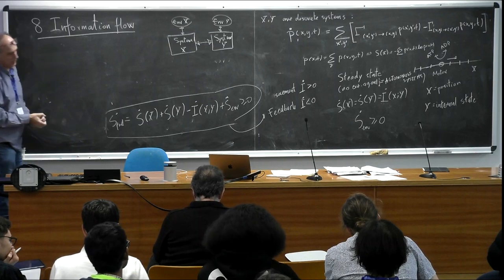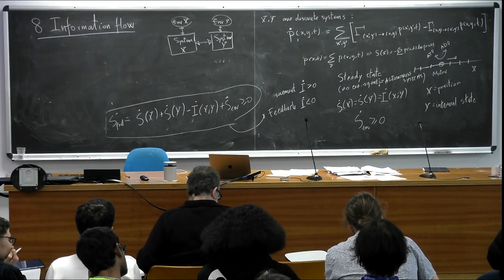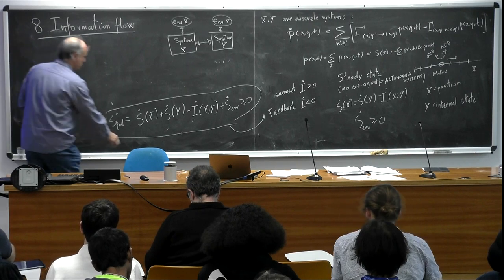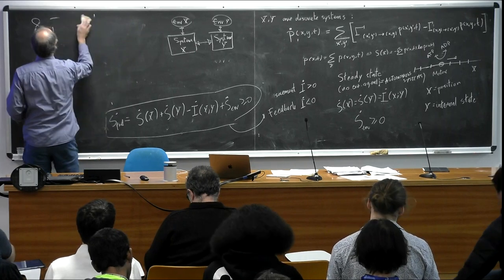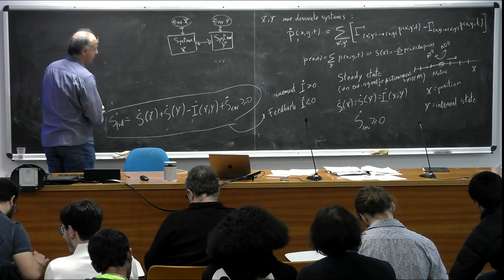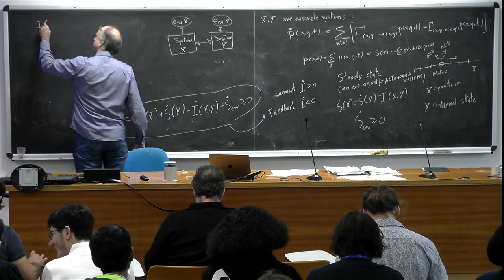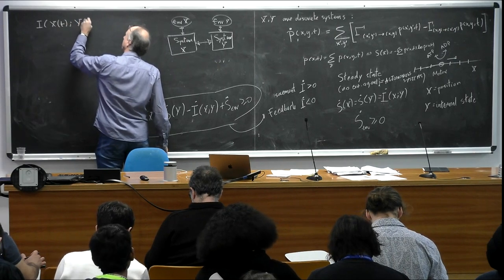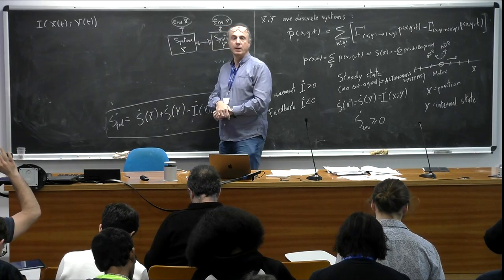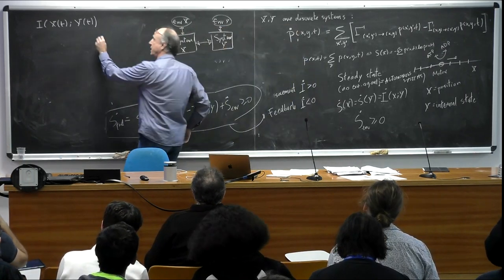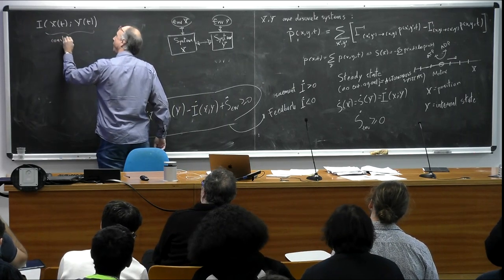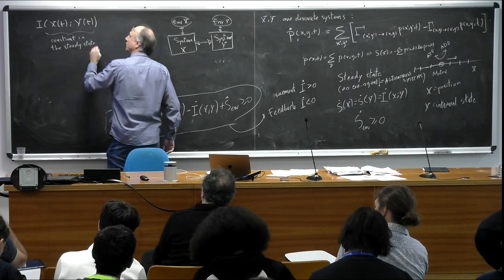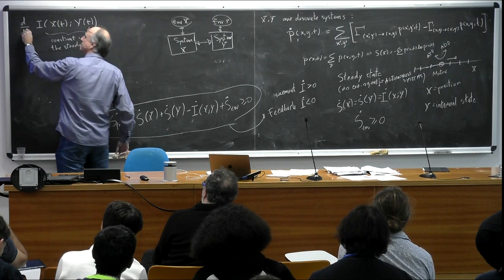And some people, you have the papers in the list of references, the suggested bibliography, introduced the information flow, which is the following idea. When we express this derivative, it's because the two random variables depend on time. So this is the mutual information as a function of time. And this is constant. In the steady state, this is constant. So if you have this derivative, this is zero.